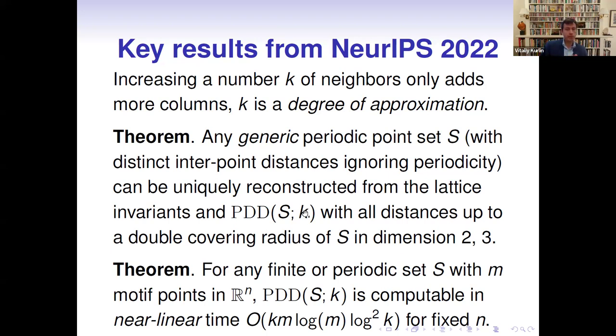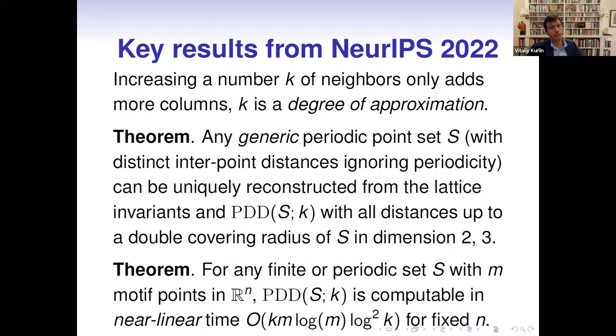Large enough means it contains large enough distances, up to the double cover radius of our periodic point set S. The double cover radius means the smallest radius that is enough for balls centered at our points to cover the whole ambient space. So here we explicitly use a lattice for reconstruction, although in the case of a lattice, we also consider a similar classification problem under isometry and rigid motion, and these complete invariants are known in low dimensions. That's why this result is practical in low dimensions.